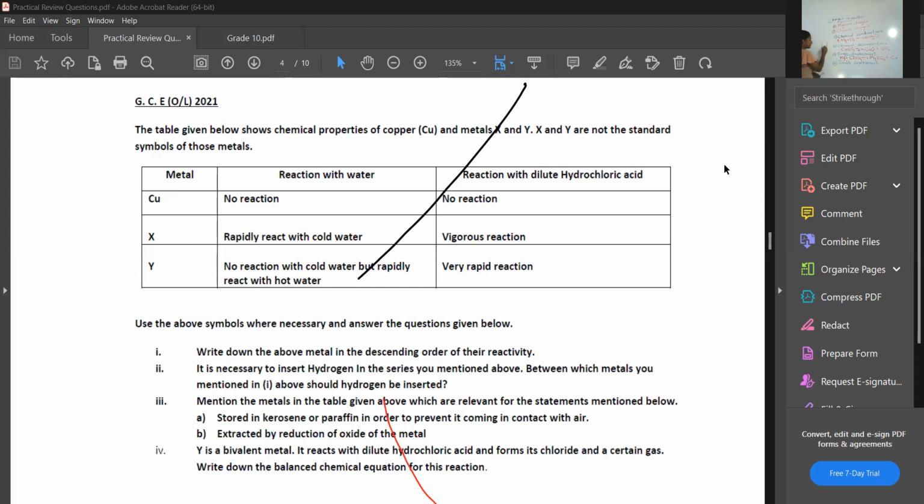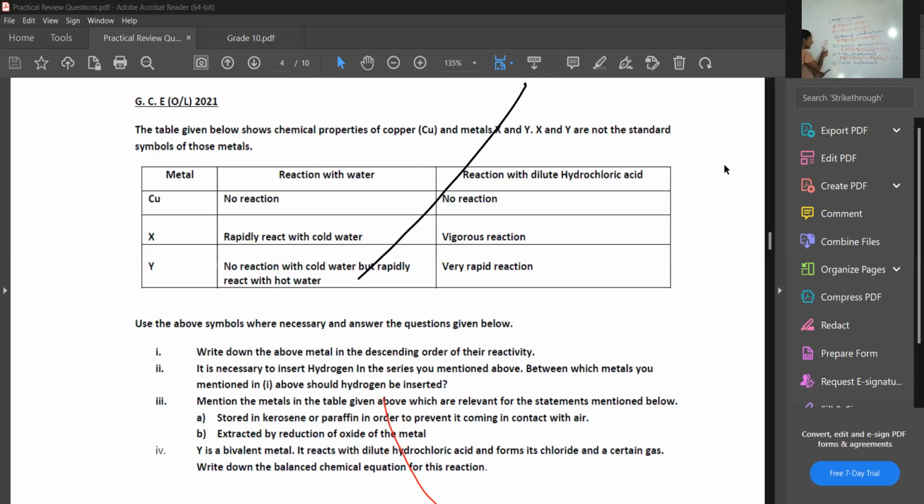We get a copper sulfate solution. It is blue in color, right? And what happens? We put small pieces of magnesium into the copper sulfate solution. Magnesium. Then what happens?